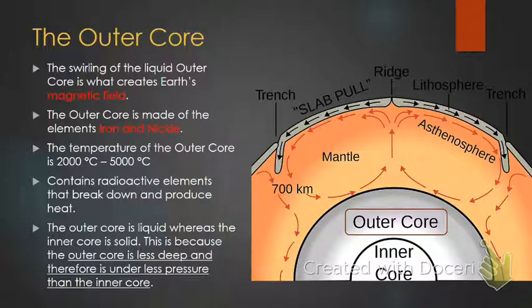And the outer core is liquid, whereas the inner core is solid, and this is because the outer core is less deep and therefore is under less pressure than the inner core. So even though the outer core and inner core are made of the same thing, the outer core is liquid because there's less pressure holding those particles together.